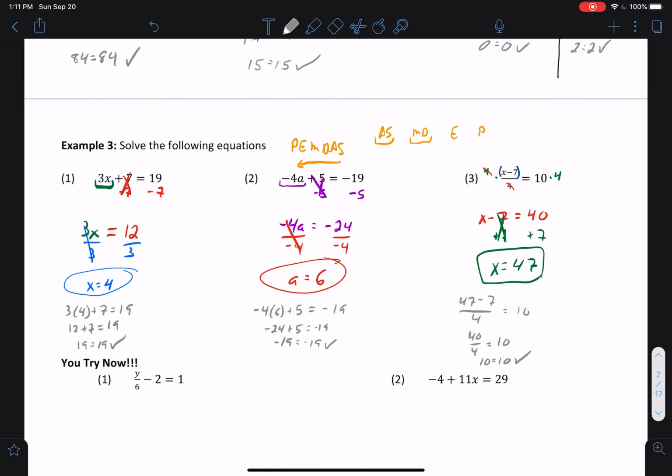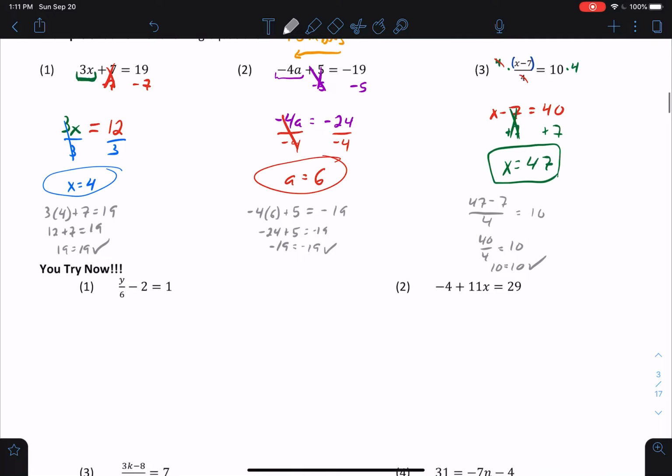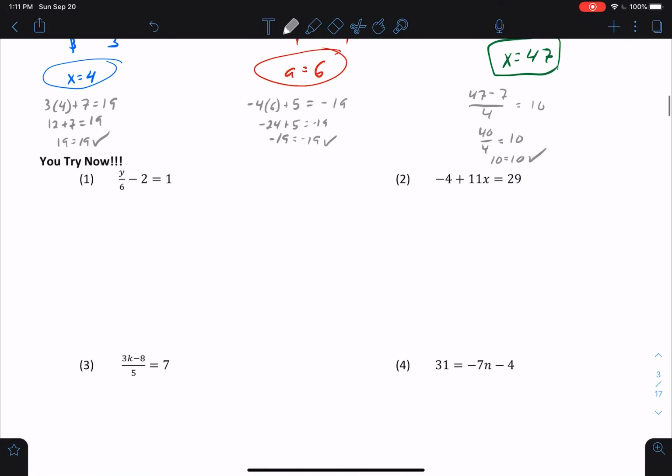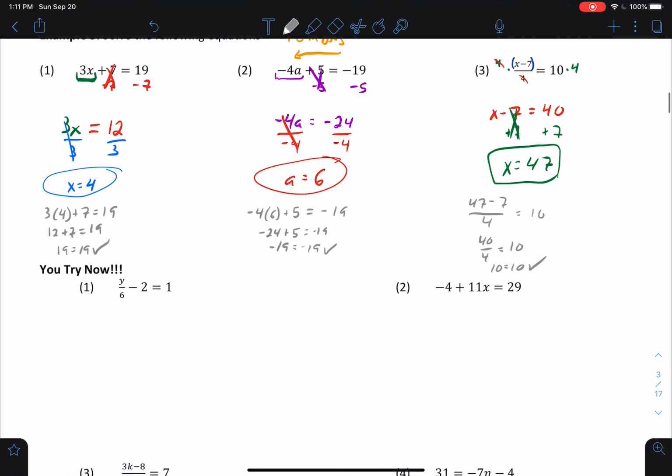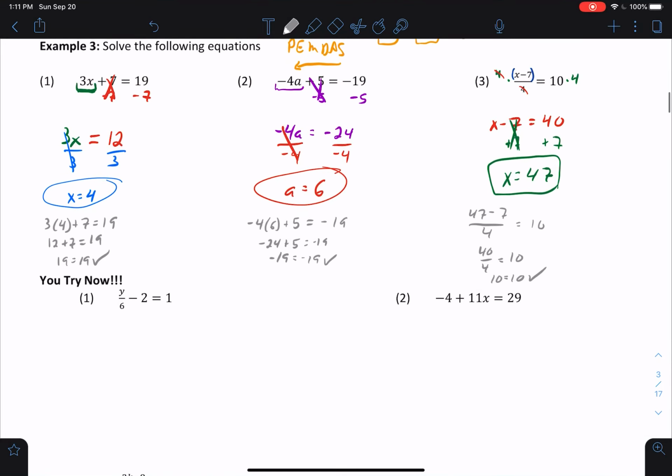I want you now to look at these 4 you try now problems. I'm going to scroll up because I want to talk about this one real quick. Number 1 does not work the same way as this example number 3. I want you to think about how those differ. Remember, we're trying to work from the furthest thing that's happening to my variable to the closest thing that's happening to my variable. So try these out.